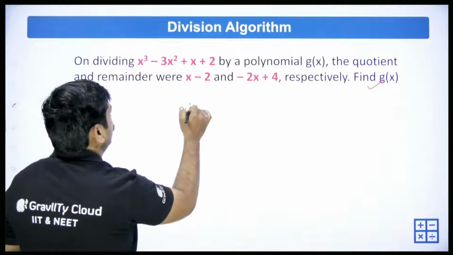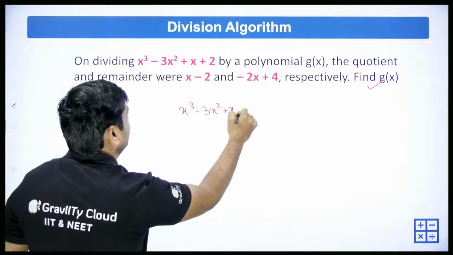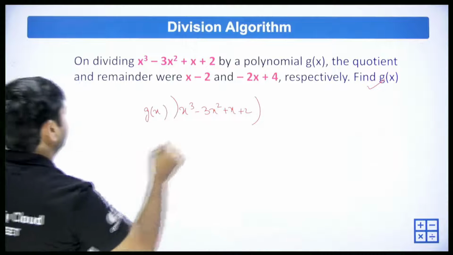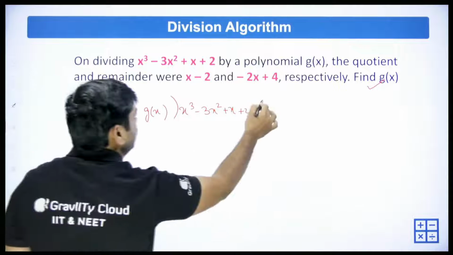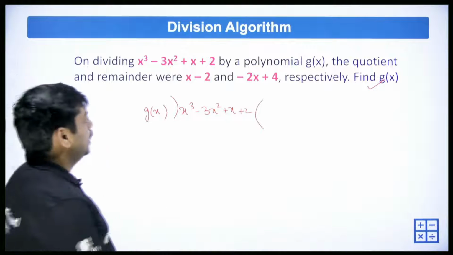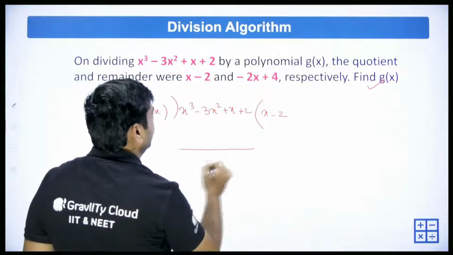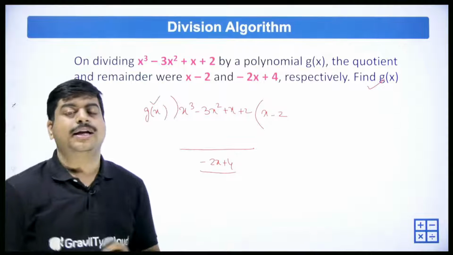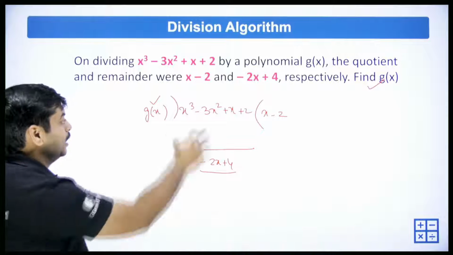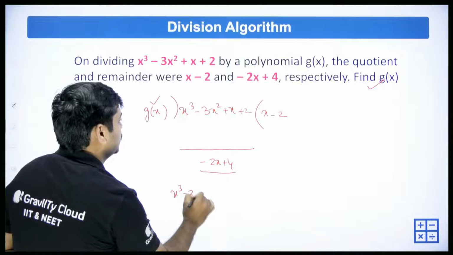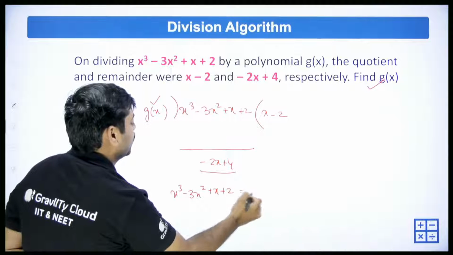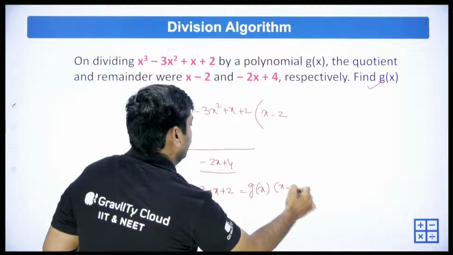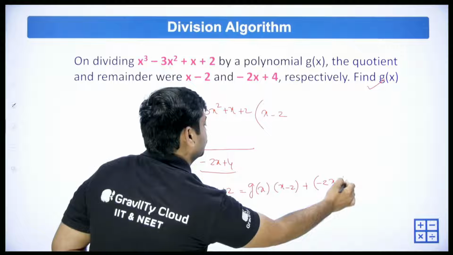What is the meaning of that? On dividing x cube minus 3x square plus x plus 2 by a polynomial g of x, we are trying to divide with g of x. So what we are getting here: the quotient is x minus 2 and the remainder is minus 2x plus 4. To find g of x, we have the division algorithm. What is that? The dividend x cube minus 3x square plus x plus 2 is equal to divisor g of x into quotient x minus 2, plus the remainder minus 2x plus 4.